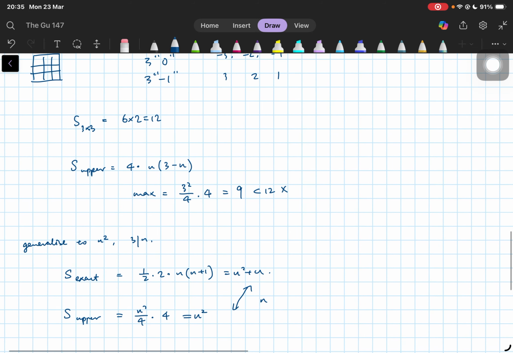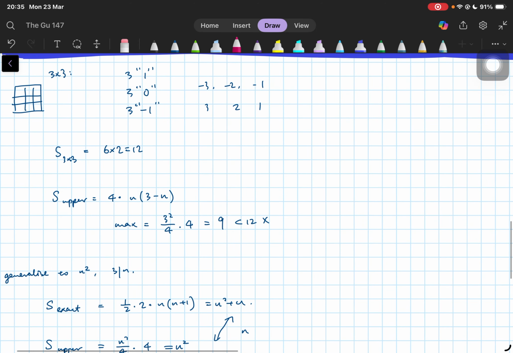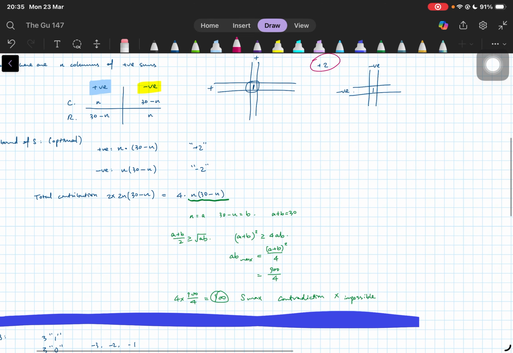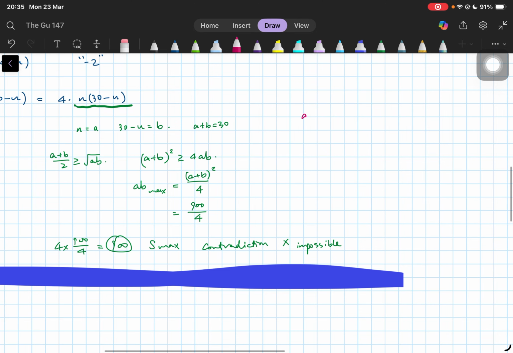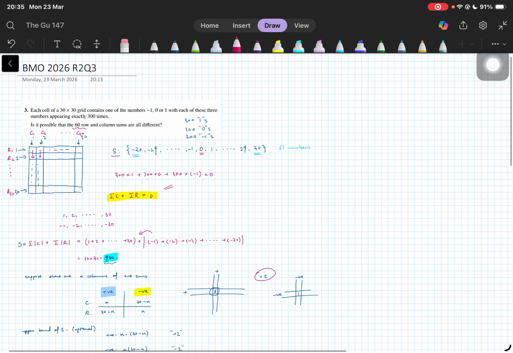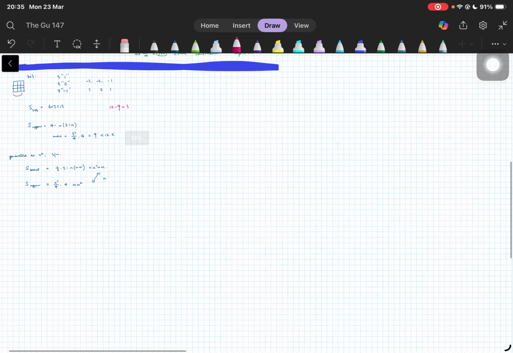And we can see here, in the 3x3 example, 12 minus 9 is 3. That is the difference between the exact value and the theoretical estimation, which is the side length of the grid. And similarly with our previous question, if our actual value is 930 and our theoretical maximum is 900, then the difference is 30, which is also the side length of this grid. So I thought it's just a fun result.